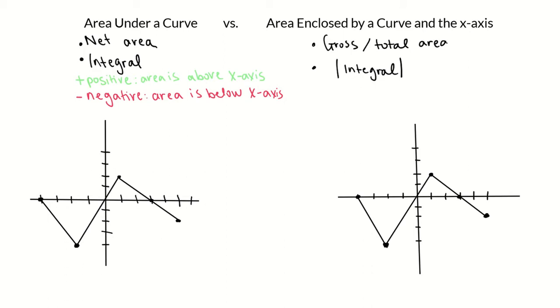Whereas the gross area, the total area, when we're just thinking about the area enclosed by the curve, is always positive. It's the total sum of all areas, where we don't even think about whether that area is meant to be positive or negative related to the x-axis.